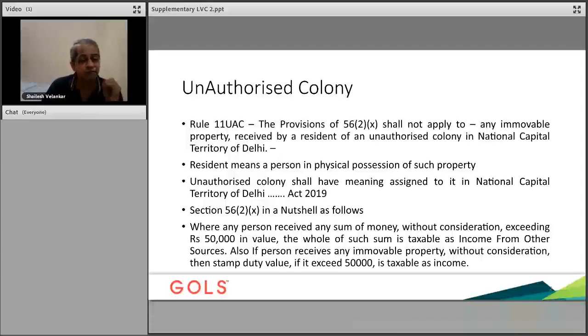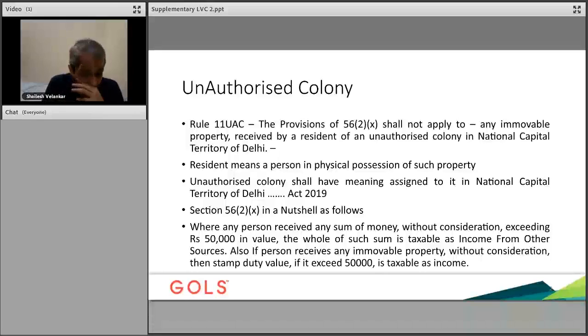If I do not receive it as a gift, but if I receive a particular immovable property without consideration, that is, somebody gifts an immovable property to me, and if the value is more than 50,000 rupees, then it will still be treated as income from other sources. The person who has received the immovable property.